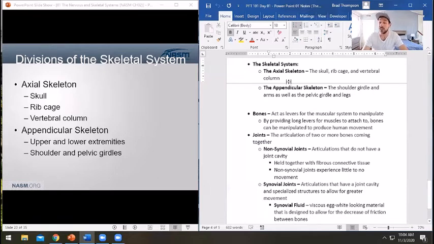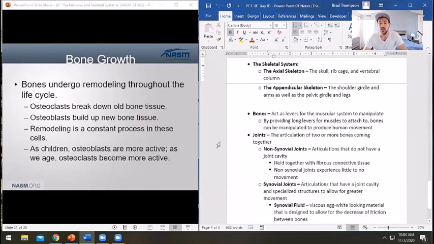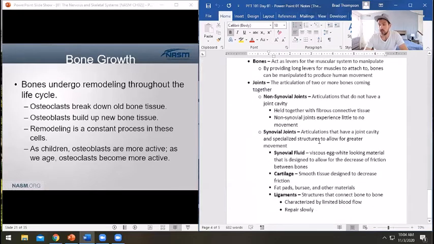And then you've got your appendicular skeleton. That's your arms and your legs. That's your shoulder girdle, which attaches your arms to the axial skeleton, and your pelvic girdle, which is attaching your legs to your axial skeleton. So your skeletal system, like I said, is made up of bones, and those bones come together to form joints, right? If we lay out all the structures that make up the skeletal system, it's bones, joints, and all the connective tissue in those joints.